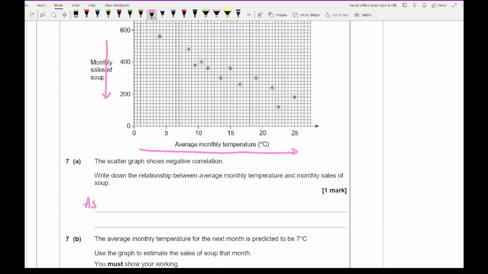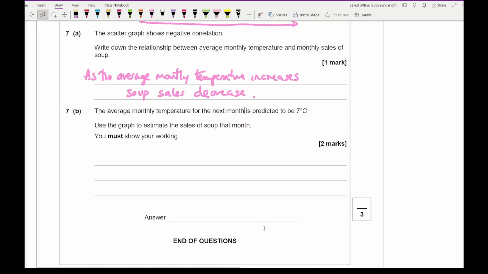So we just need to write: as the average monthly temperature increases, soup sales decrease. Then for the final bit, it says the average monthly temperature for the next month is predicted to be 7 degrees. Use a graph to estimate the sales of soup that month.